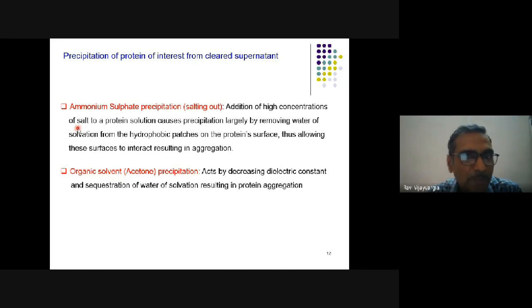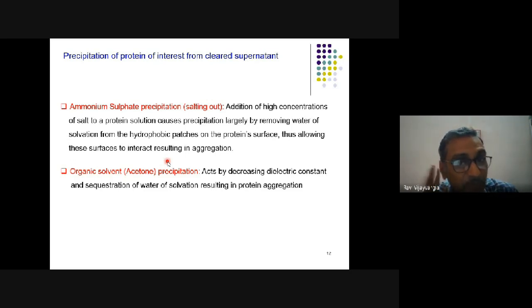So hydrophobic patches of the protein surface come together and result in aggregation of the protein, and thereby the protein precipitates out. This way, you add different amounts of ammonium sulfate, and you will see that the clear solution of protein has turned turbid. That means that some proteins have aggregated. You can do a centrifugation step and collect the pellet.